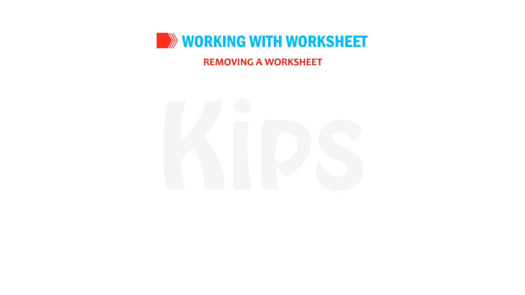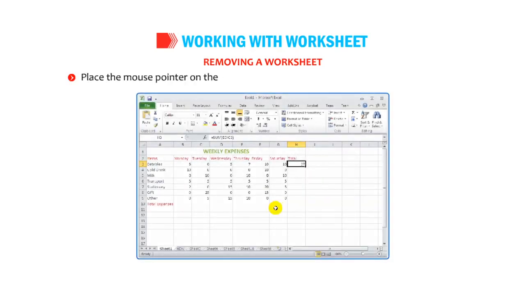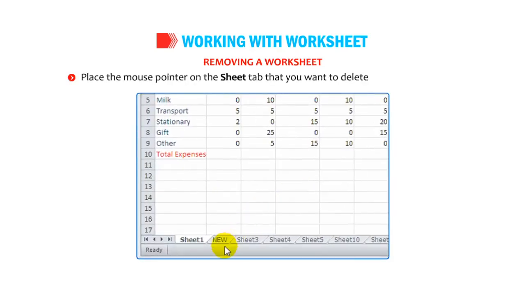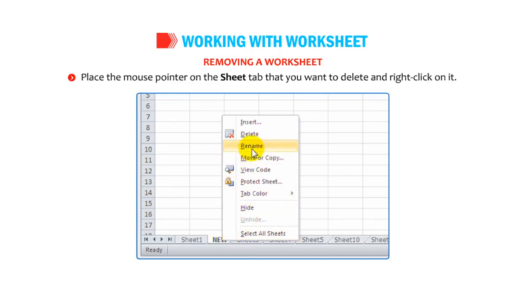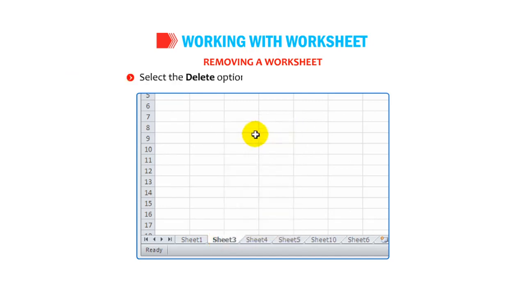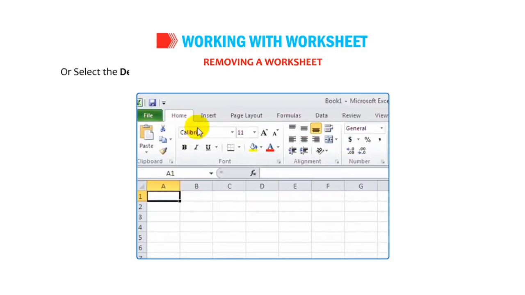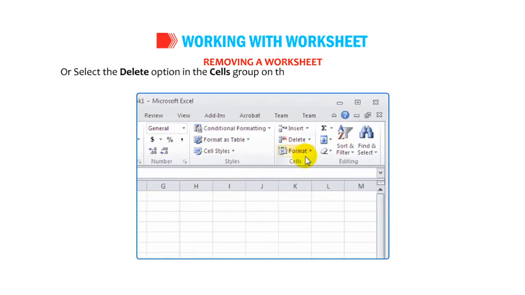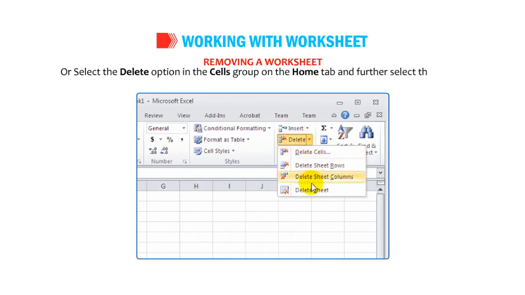Removing a worksheet. Place the mouse pointer on the Sheet tab that you want to delete and right-click on it. Select the Delete option from the displayed context menu. Or select the Delete option in the Cells group on the Home tab and further select the Delete Sheet option from the sub-menu list.